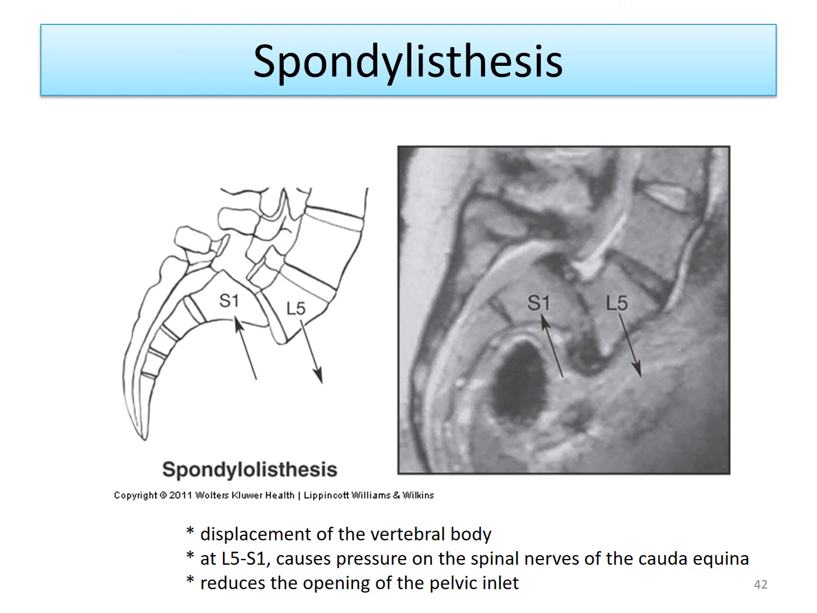Spondylolisthesis, okay, spondylolisthesis is a bilateral fracture of the pars interarticularis. What can happen then is that you have a displacement of the vertebral body, as you can see here in the example of spondylolisthesis at L5, S1. You see L5 will slide forwards, causing pressure on the spinal nerves of the cauda equina. You can see it also in this median MRI here. And in addition to that, you can see it quite dramatically reduces the opening of the pelvic inlet.